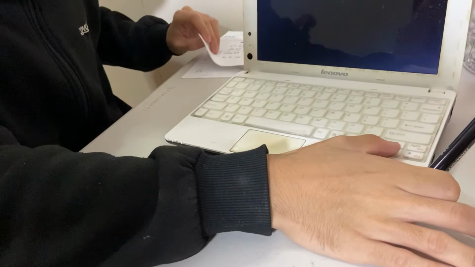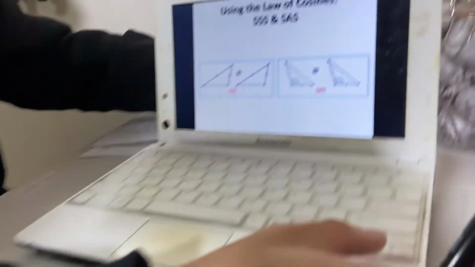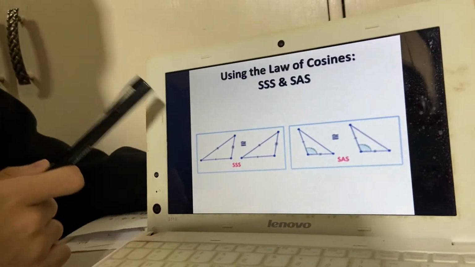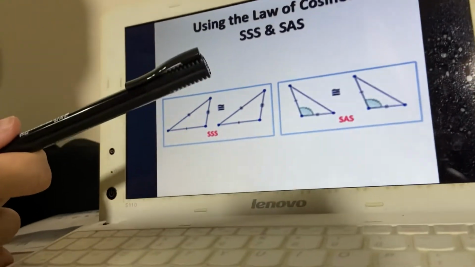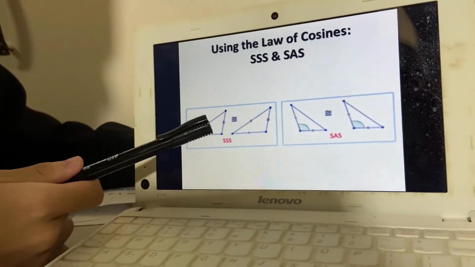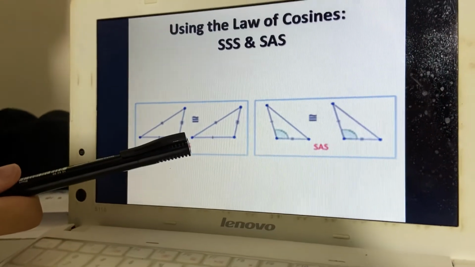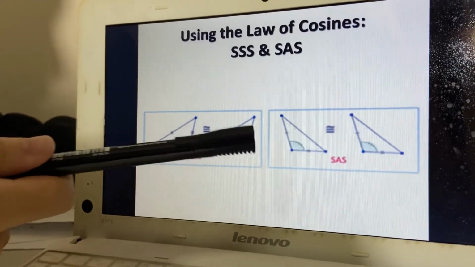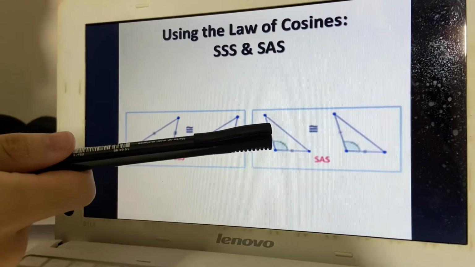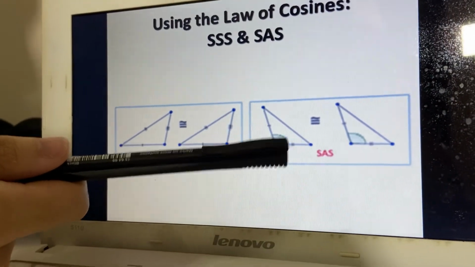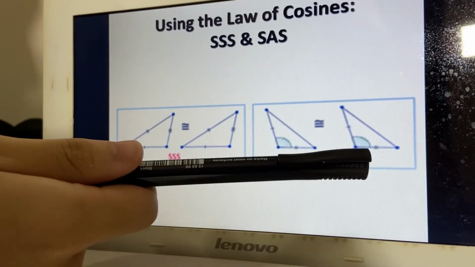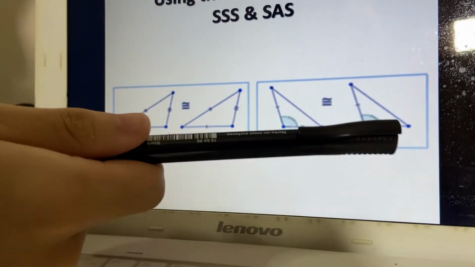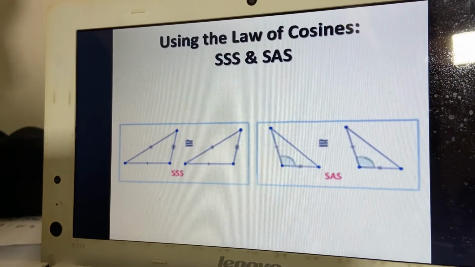So like the law of sines, you can use it to solve triangles. But the law of cosines you use to solve SSS, which is triangles that have 3 sides equal to those of another triangle, and SAS, triangles that have side, angle, side equal to another triangle with the same side, the same angle and the same side. I'll be giving you an example.